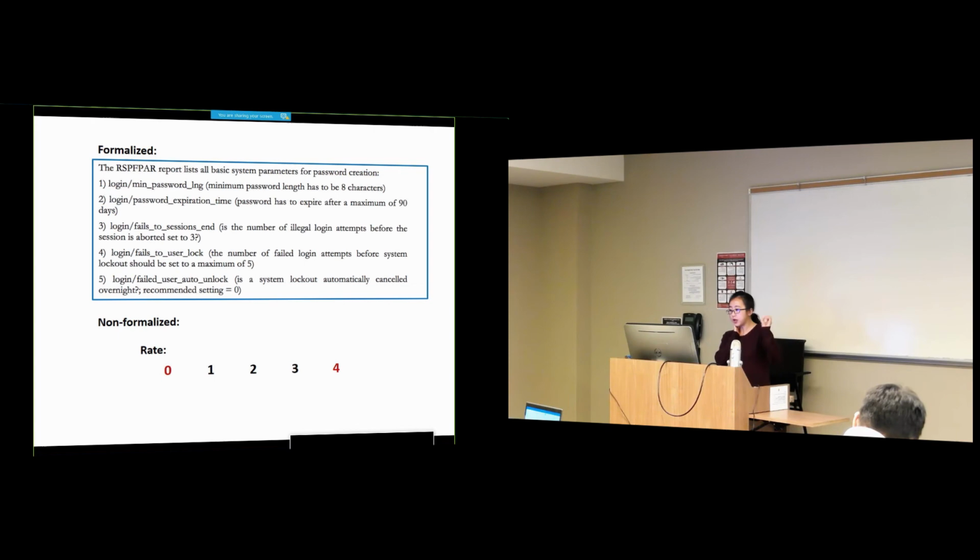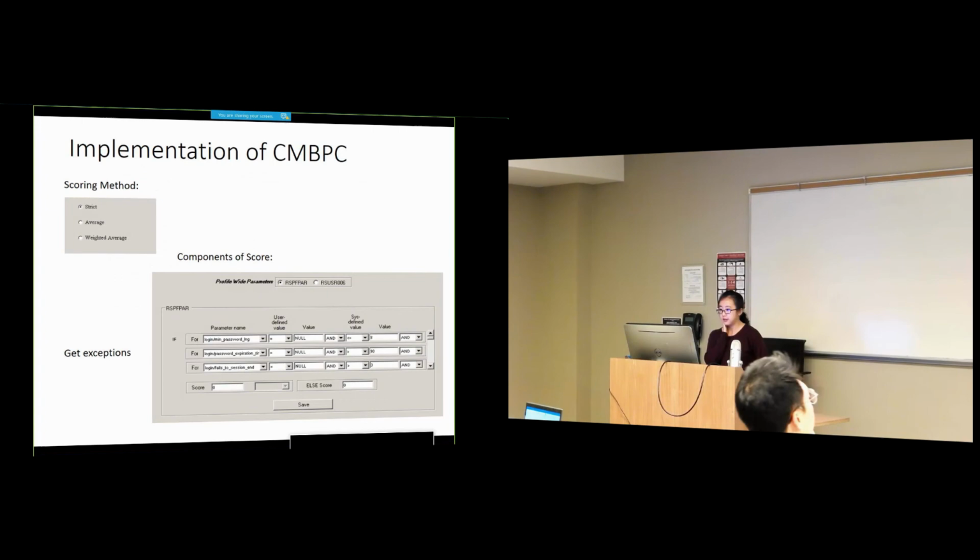So the problem is, it's easy to give a score of 0 or 4. 0 means you didn't comply with those rules at all, not at all. 4 means you comply with them completely. However, what do those 1 to 3 mean? So there's subjectivity inside. This project is meant to solve this kind of fuzzy problem.